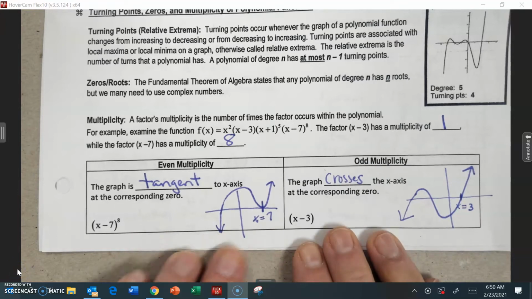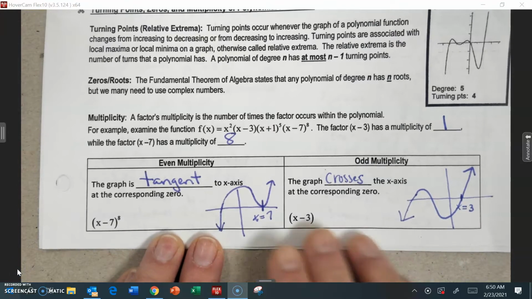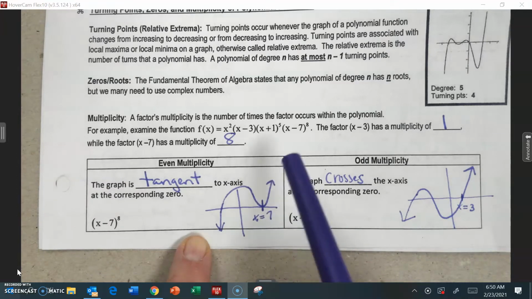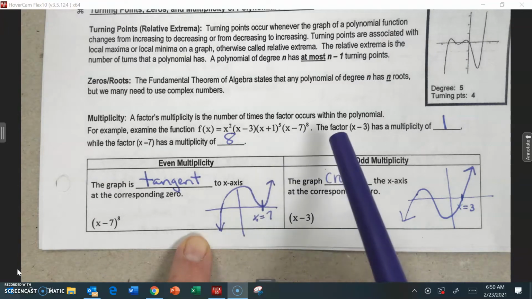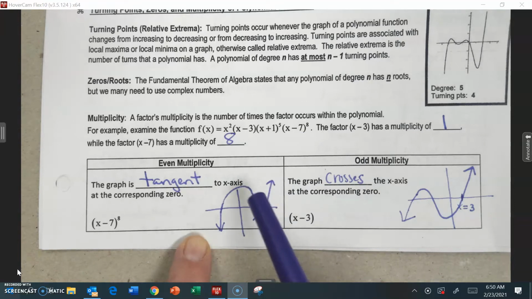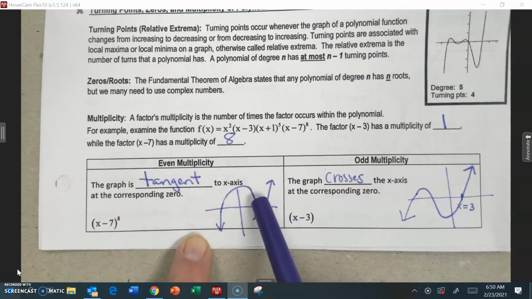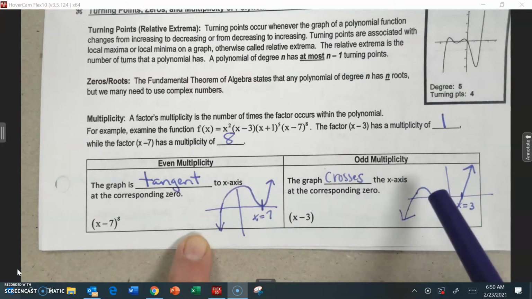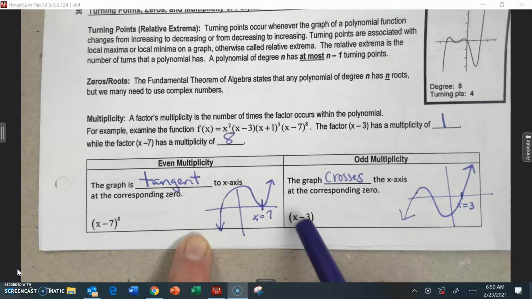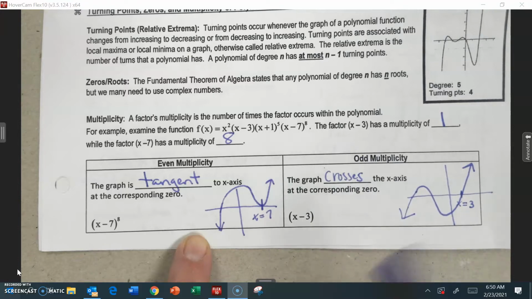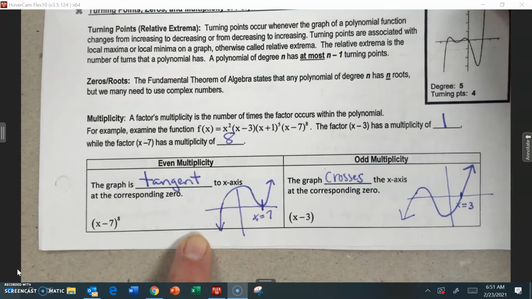All right. Where we left off in class, I think with all three of my bells, is we left off talking about multiplicity. And just to remember, multiplicity is the number of times the factor occurs. If you have an even multiplicity, it's going to be tangent to the x-axis, which we said touches or bounces. And if it crosses, that meant that factor was used once or 3 or 5 or an odd number of times. So that's where we left off.